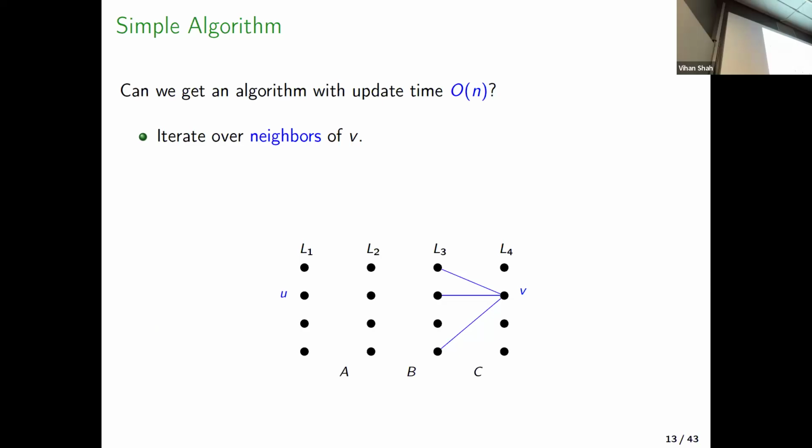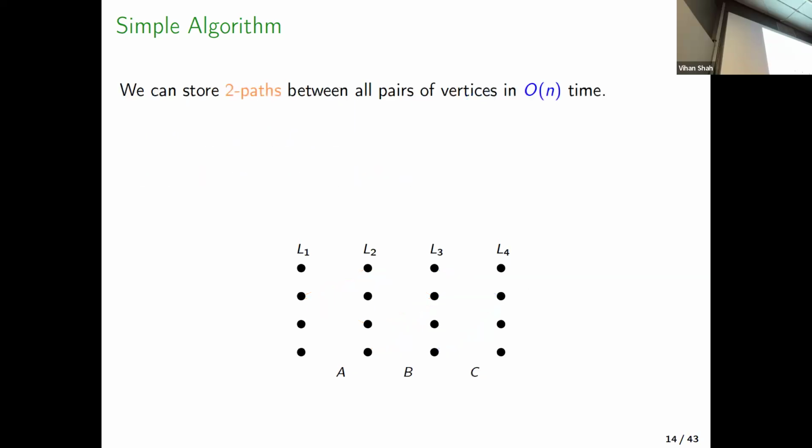So I'm going to ask all these vertices, these 3 vertices, how many paths do you have? How many 2 paths do you have to V? And they'll tell me how many 2 paths they have. And I'll add them up. Right? So all you need to store is this data structure that tells you the number of 2 paths between this layer and this layer. Make sense? Right? I can iterate over neighbors and then ask for 2 paths.